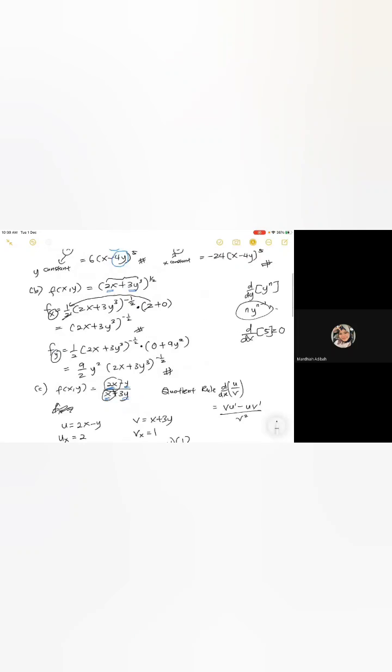Okay, lastly, E. Okay, so the square root is actually 3x to the power of 3 plus 2y to the power of 2 is to the power of 1 over 2. Power of half kan. So dia sama macam B tu tadi. So you may try for this one to get the answer. Just look into example B yang saya dah tunjuk ni tadi. This one.